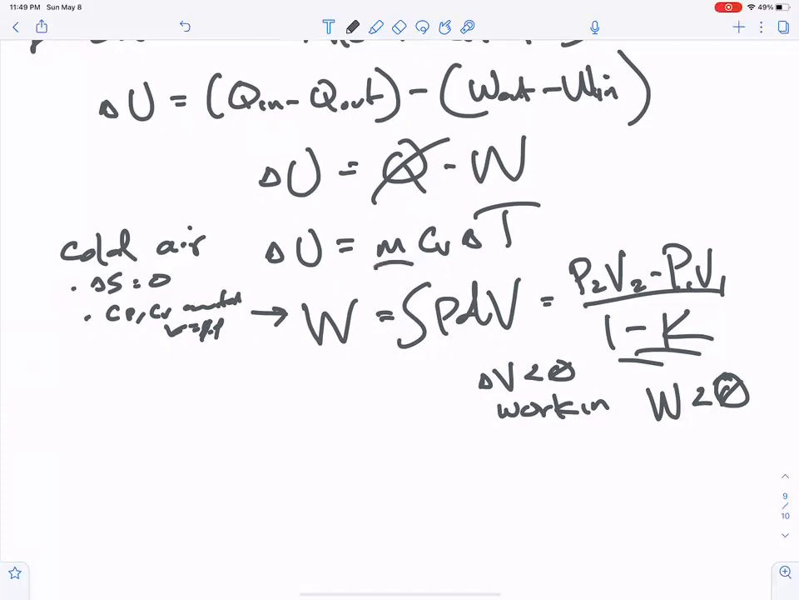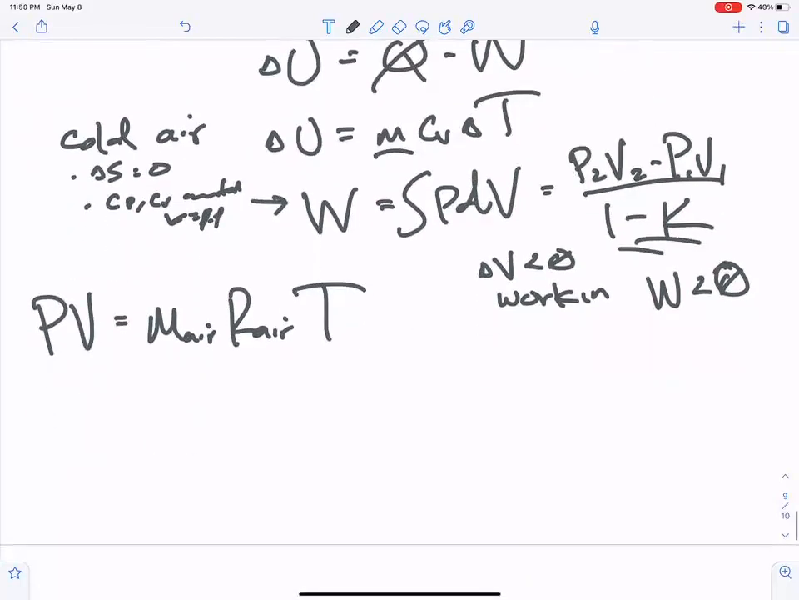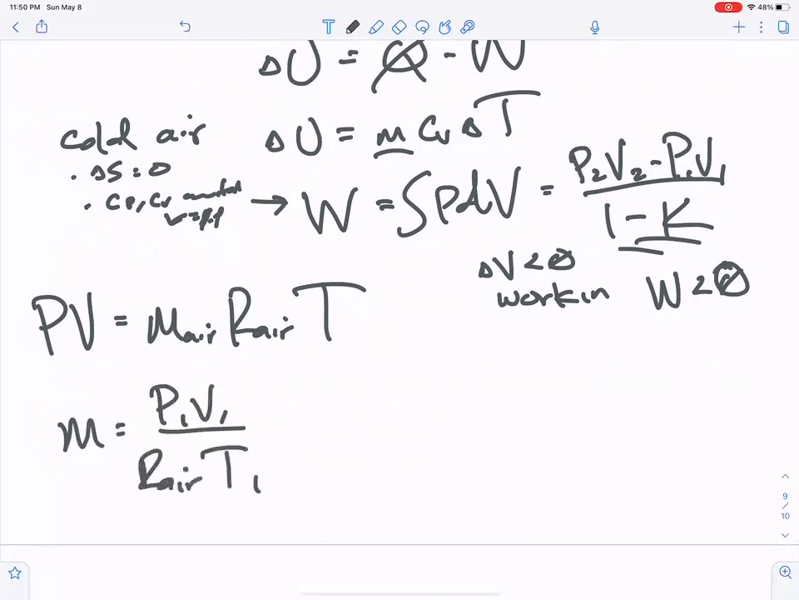And here you need the mass. The mass cancels out here. So let's find the mass. So using the ideal gas equation, the pressure times the big V, the meters cubed, equals the mass of air times the ideal gas constant for air times the temperature. So that means the mass equals P1V1 over RT. Let's just pick one state.